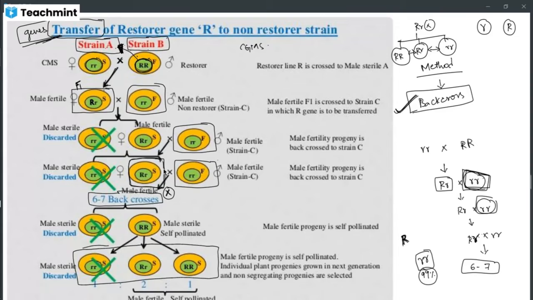And then among this, which condition is having small r with the sterile cytoplasm? What will be the fertility status of this? It will be male sterile, so it can't be used. The other two will be male fertile, right? Yes, sir. Among these two, there is one type where we can have homozygous dominant R alleles, right?